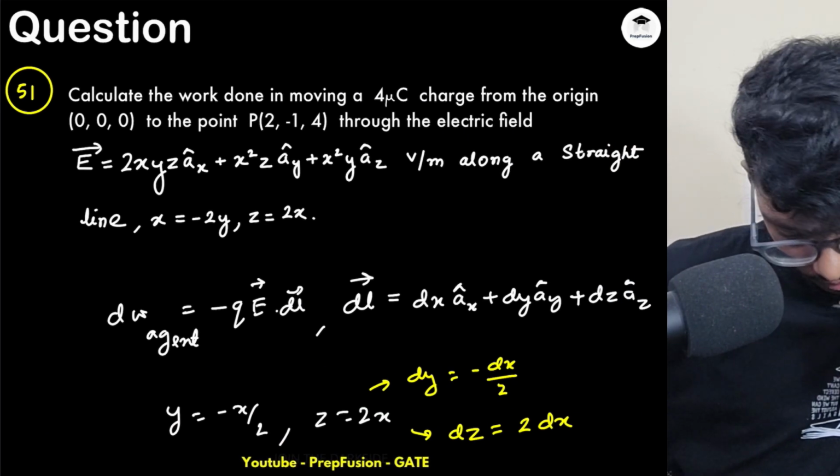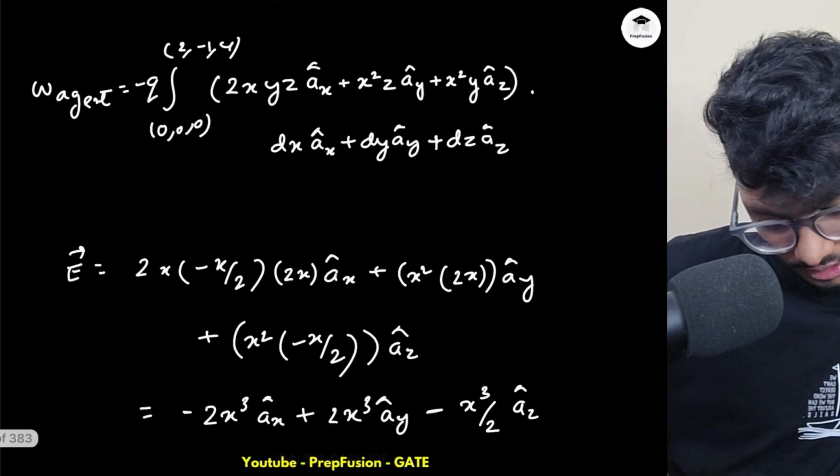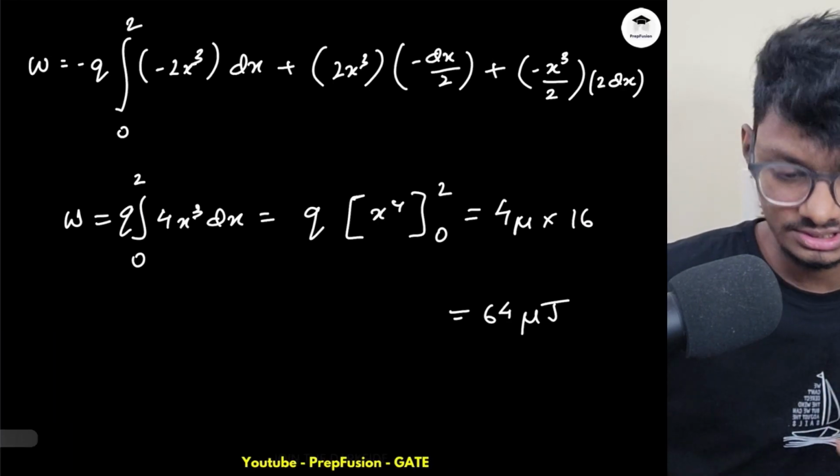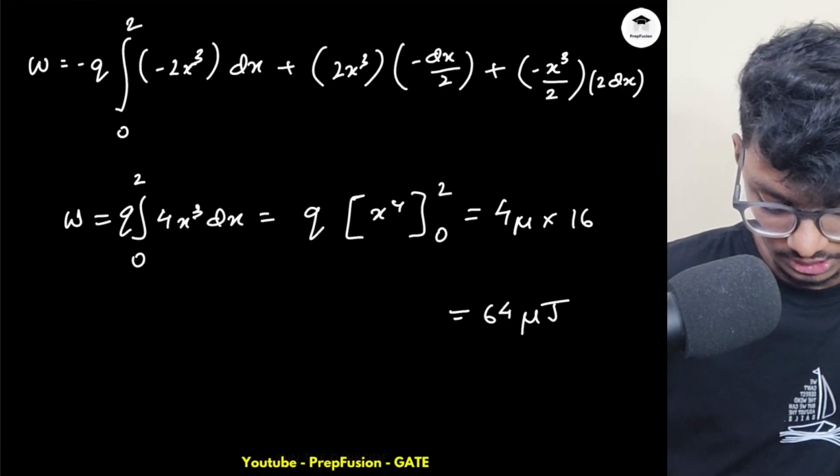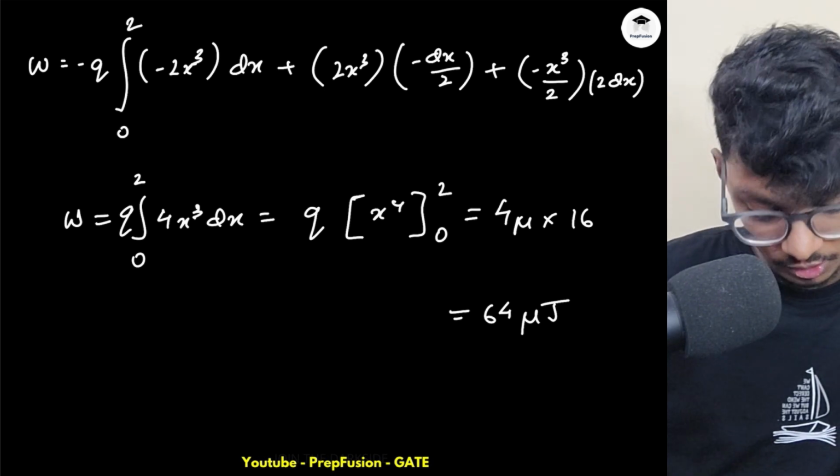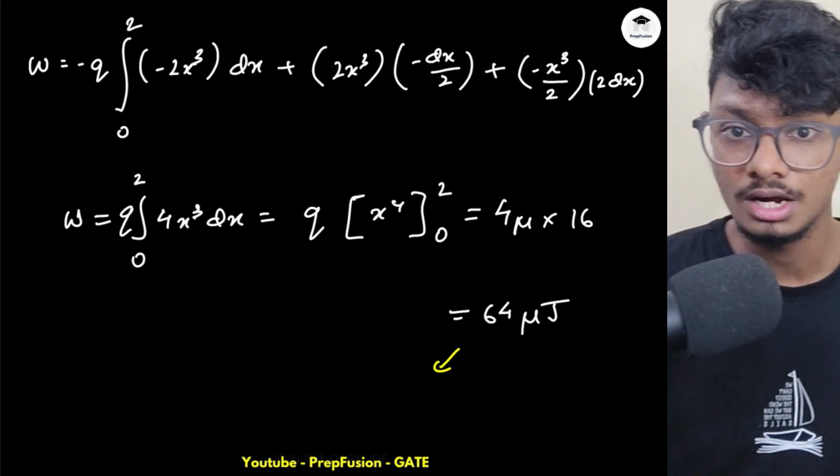So this is the work done by the agent. Answer will be 64 microjoules. Do take a note, this is the work done due to the external agent, not due to the electric field.